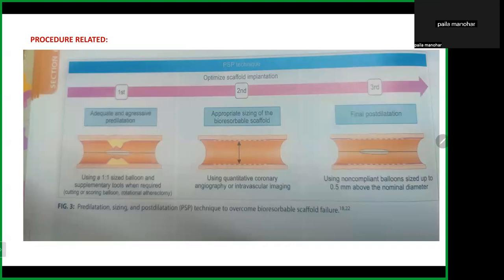Second, appropriate sizing of the bioresorbable scaffold by using an imaging study to accurately see the vessel size. Third is the post-dilatation, using a non-compliant balloon sized up to 0.5 above the nominal diameter, not the distal diameter. This is the PSP technique. Pre-dilatation, sizing, and post-dilatation should be done to prevent scaffold thrombosis.